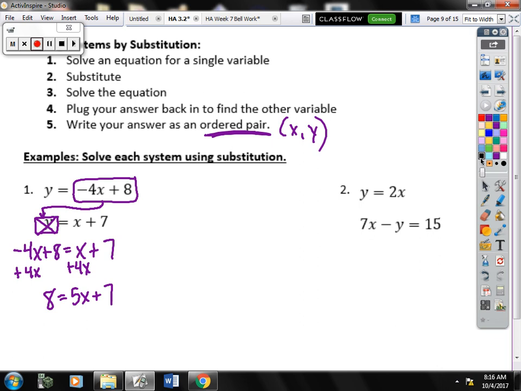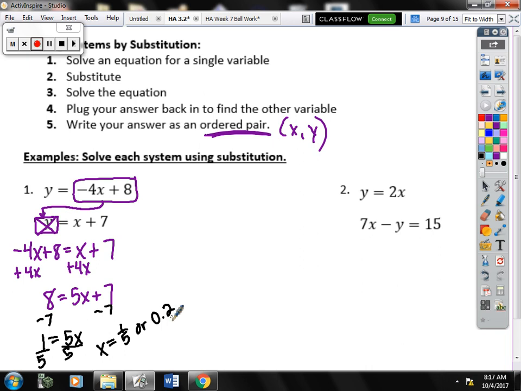Subtract 7, so we are going to get not a whole number as our answer, but that's okay. So 8 minus 7 is 1. 1 equals 5x. Divide both sides by 5. Make sure you don't think your answer is 5. It is 1/5, or 0.2. 2 tenths.